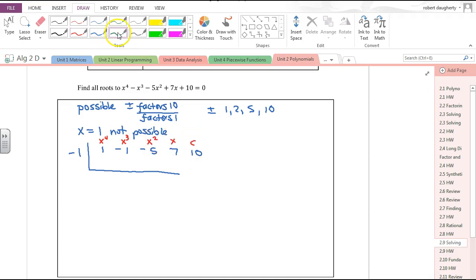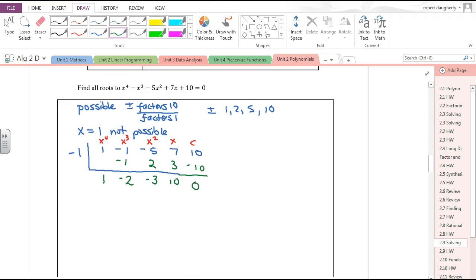So let's try this out. If I bring the 1 down, negative 1 times 1 is negative 1. That adds to negative 2. Negative 1 times negative 2 is 2. That adds to negative 3. Negative 1 times negative 3 is 3. That adds to 10. Negative 1 times 10 is negative 10, which is 0.